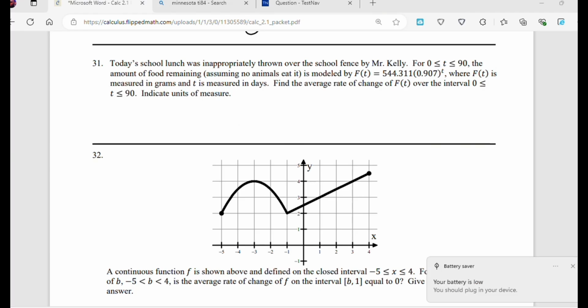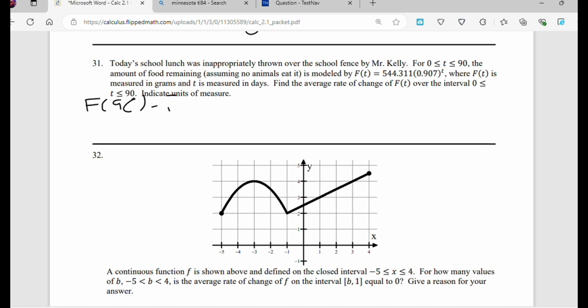Okay. Today's school lunch was inappropriately thrown over the school fence by Mr. Kelly. For 0 to 90, the amount of food remaining, assuming no animals eat it, is modeled by f of t, where f of t is measured in grams and t is measured in days. Find the average rate of change of f of t over the interval 0 to 90. All right. Nothing complicated here. We are just finding the average rate of change from 0 to 90.